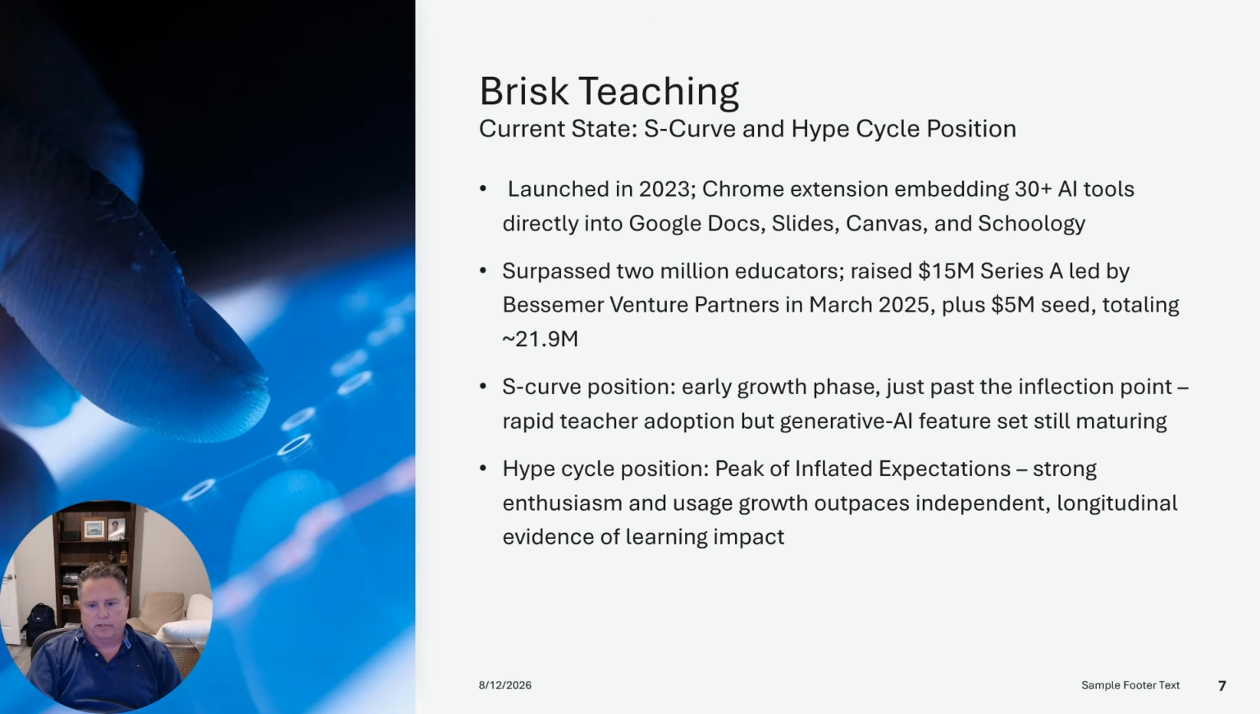They've recently surpassed 2 million educators, and they had raised $15 million in a Series A funding by Bessemer Venture Partners in March 2025, plus a $5 million seed, totaling $21.9 million. Their S-curve position is early growth phase, just past the inflection point. There's rapid teacher adoption, but the generative AI feature set is still maturing.